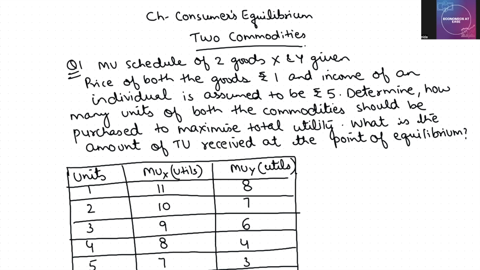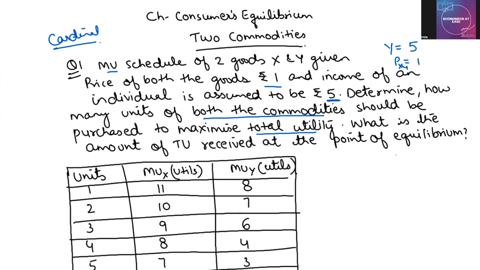Because here you can see the marginal utility schedule of two goods X and Y is given. The price of both the goods is rupees 1, so the prices of both commodities X and Y are the same. The income of an individual is assumed to be 5. Income is limited, that is 5, and the price of X and Y is 1. Now you have to find out how many units of both the commodities should be purchased to maximize total utility, and what is the amount of TU received at the point of equilibrium?